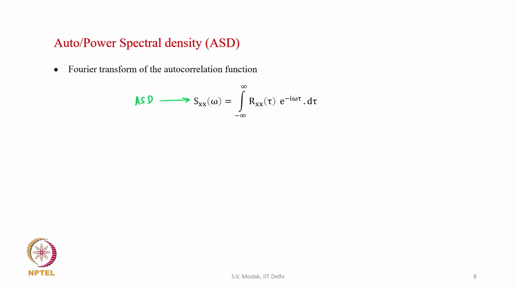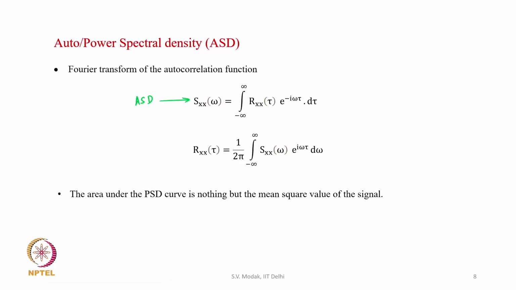Similarly, we can determine the autocorrelation function itself from the spectral density by taking the inverse Fourier transform of the autospectral density. So, the autocorrelation function and autospectral density are related by the Fourier and inverse Fourier transform. Now, the autospectral density is also called power spectral density, because it can be shown that the area under the PSD curve or the ASD curve is nothing but the mean square value of the signal. Okay. So, if we take the area under the PSD curve, then that is the mean square value of the signal x of t.